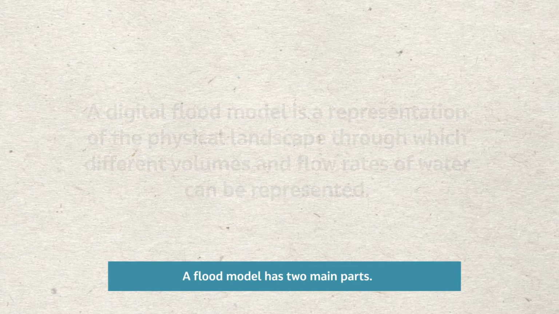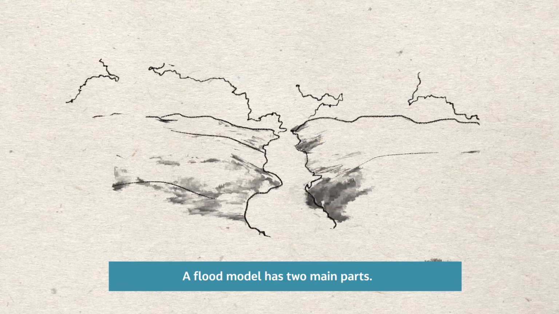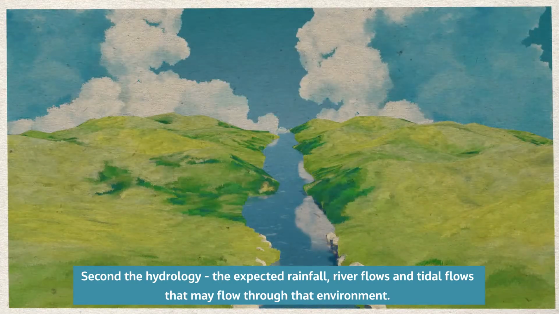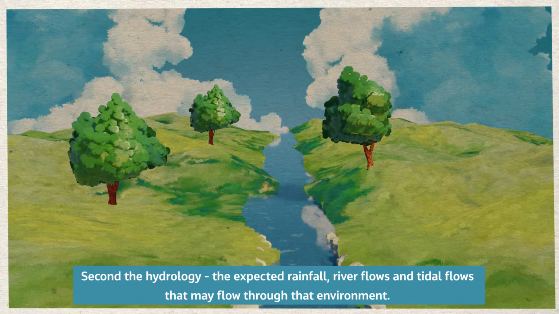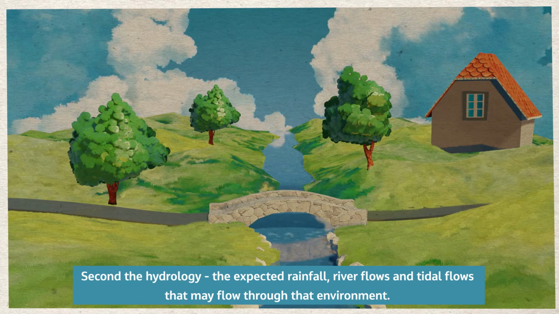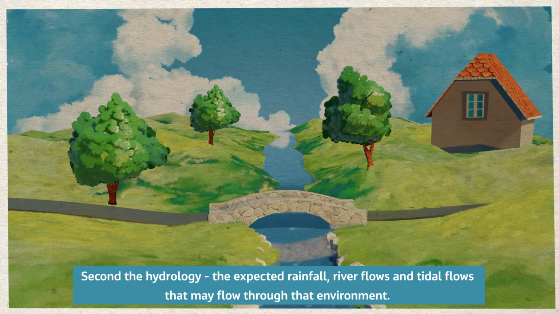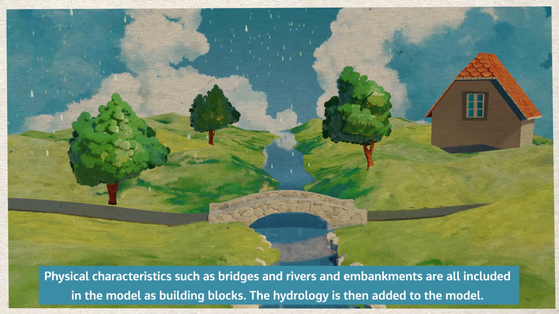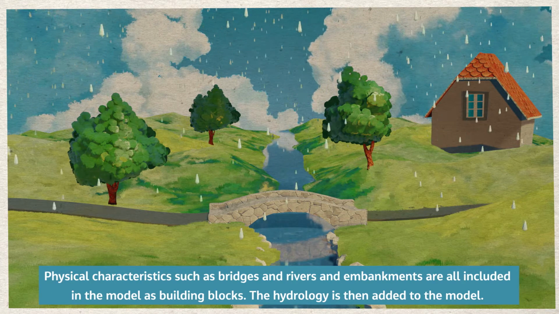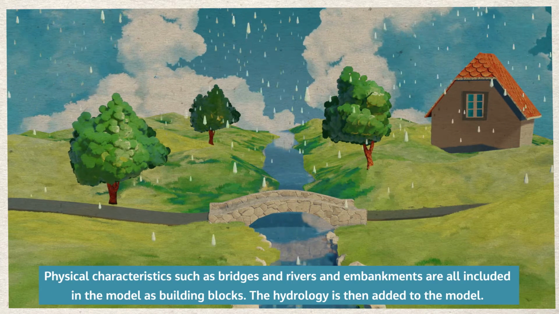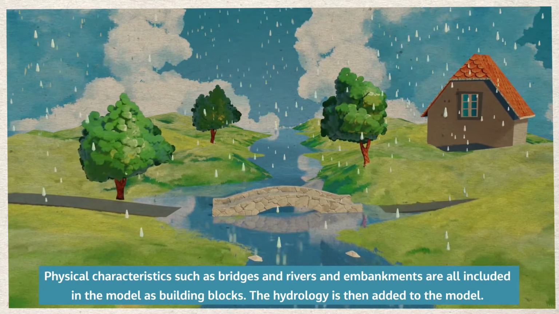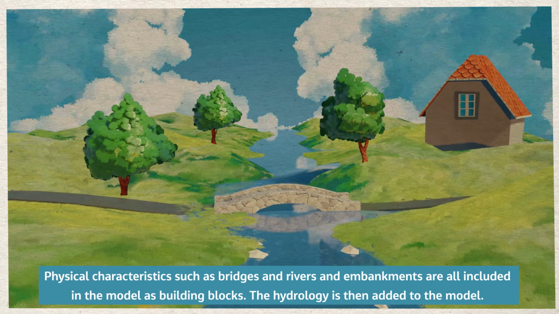A flood model has two main parts. First, how we represent the physical environment. Second, the hydrology, the expected rainfall, river flows and tidal flows that may flow through that environment. Physical characteristics such as bridges and rivers and embankments are all included in the model as building blocks. The hydrology is then added to the model.